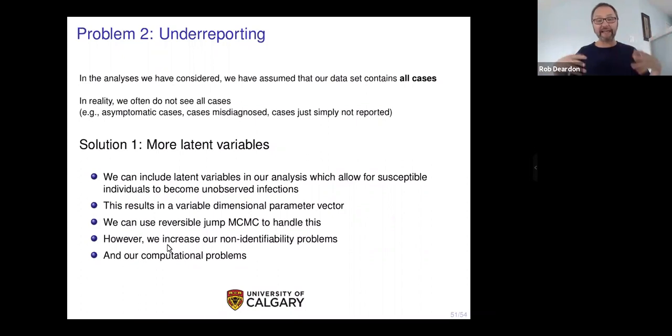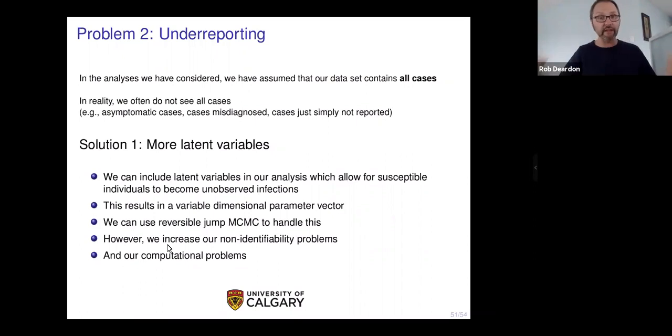But we can handle it conceptually. We can use what's called reversible jump MCMC, but it increases our non-identifiability over-specification problem, and it also increases our computational problem. Okay, so you can try it, and we did do it to some extent with the foot and mouth disease epidemic, where a portion of the farms had infection status unknown. So those sorts of analyses have been done.